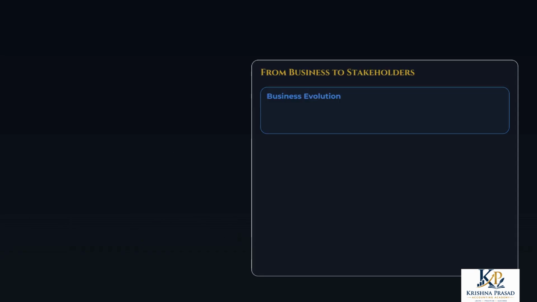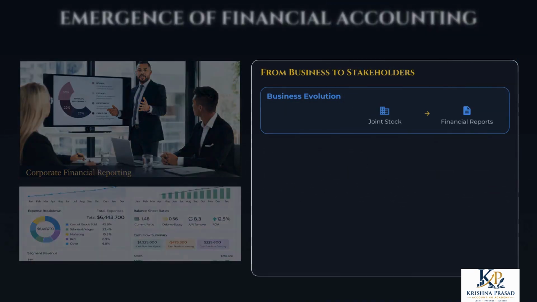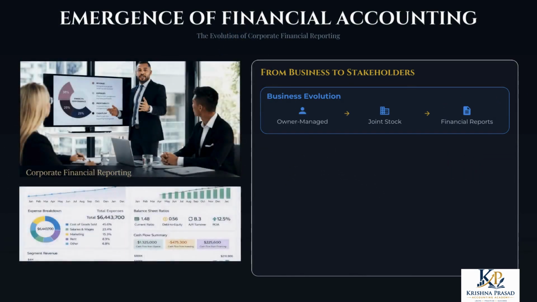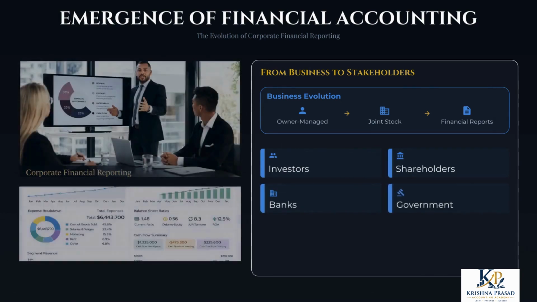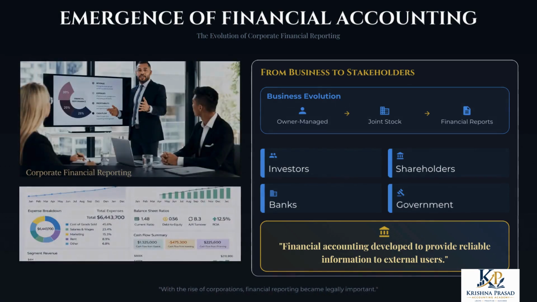With the growth of joint stock companies, accounting evolved into financial accounting. Ownership and management became separate. As a result, investors, shareholders, banks, and governments needed reliable financial information. Financial statements like the profit and loss account and balance sheet became legally important for reporting business performance.